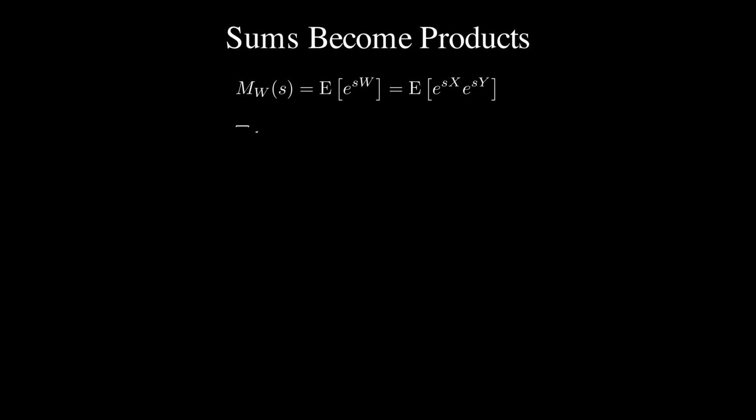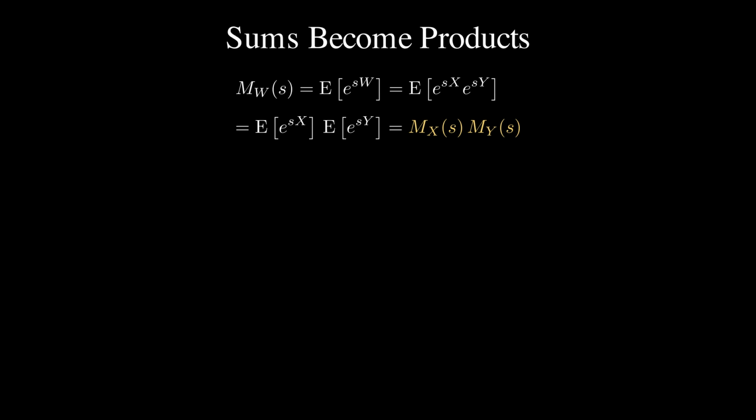Each of those answers cost 1 integral. This chapter closes with the shortcut. Sums become products. The same banner the discrete chapter flew, and the same trick underneath. Take the moment-generating function of the sum. E to the sW splits into e to the sX times e to the sY, and independence factors the expectation of the product. The MGF of a sum is the product of the MGFs.